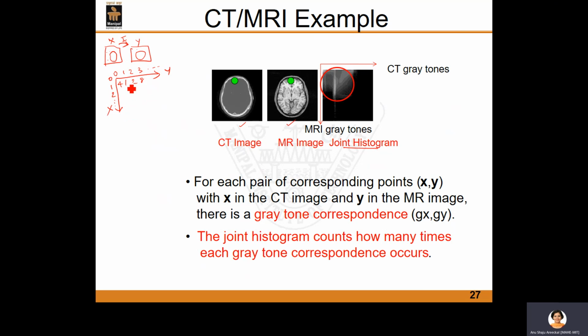So I'm trying to find out how many times each combination occurs. I have combinations of 0 0, 0 1, 0 2, 0 3, again 1 0, 1 1, and so on. For all these combinations, I can find out how many times the pixel pairs occur together. Now, having done that, if the transformation you have is an identity matrix, what we'll observe is that you will have non-zero values only along the diagonal.